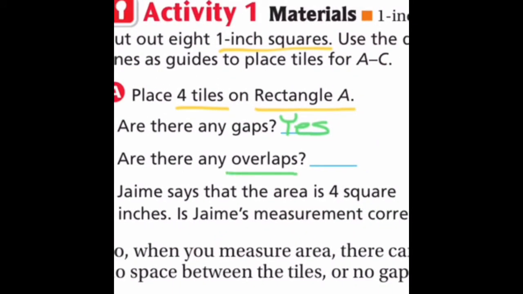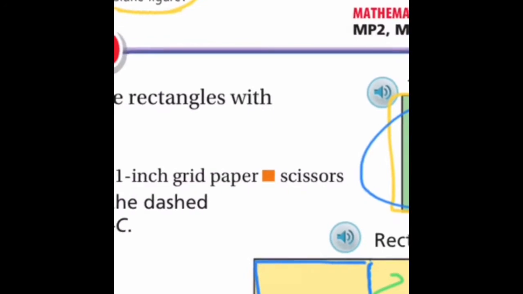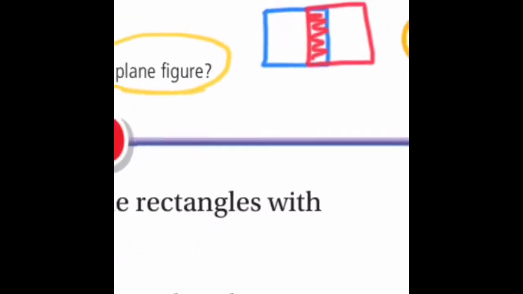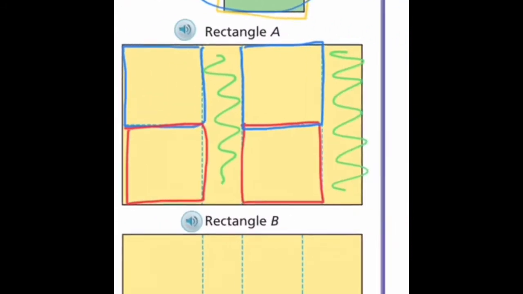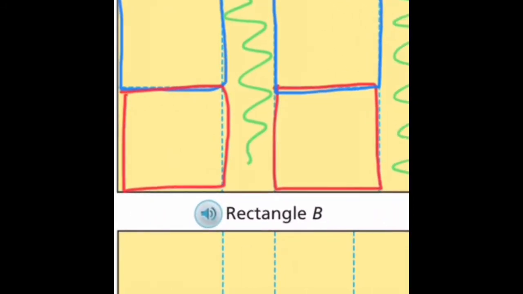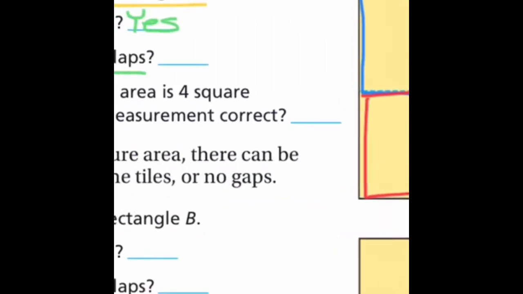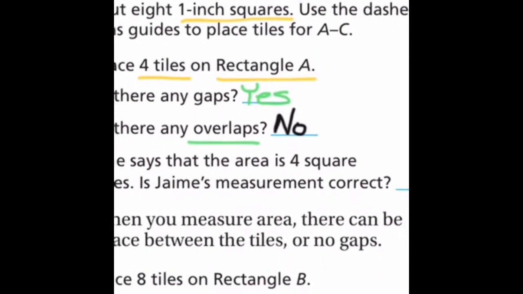Next, are there any overlaps? And an overlap, let me show you an example. I'll draw a picture here. An overlap would be if I have this blue square and a red square covering it up. Right there, that's the overlap, where the red square is on top of the blue square. And if we look at this, not really. I know that there looks like there's some maybe overlap here, but that's just me drawing and not drawing exactly on top of each other. So no overlaps here on this one.